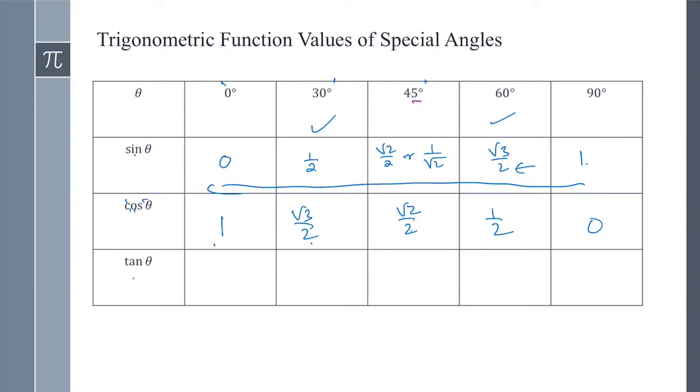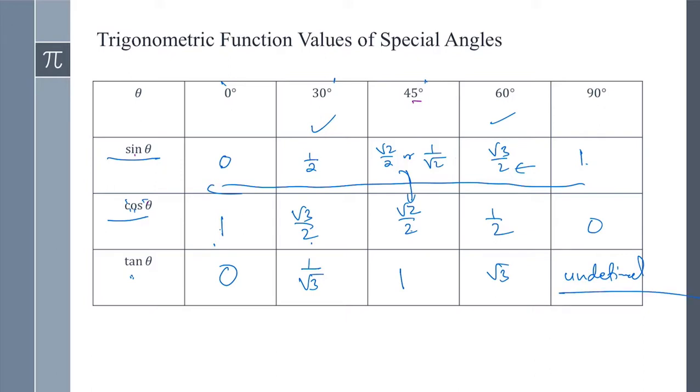Now to write tangent, we know that tangent is sine divided by cosine. So 0 divided by 1 is 0. 1/2 divided by square root of 3 over 2 is just 1 over square root of 3. Now, square root of 2 over 2 and square root of 2 over 2, these two are the same thing. So when you divide, you just get 1. Square root of 3 over 2 divided by 1/2 is square root of 3. And 1 divided by 0 is undefined. So we don't have that value for 90 degrees. Okay. So that's how we can make a table.